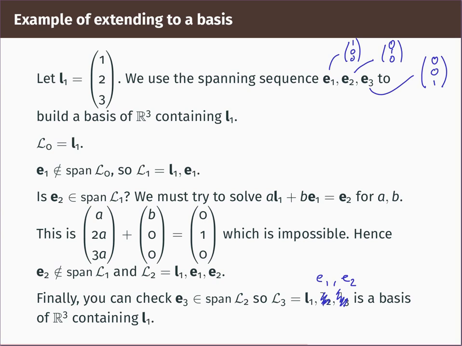That thing then is guaranteed by our proof to be a basis of R cubed, which contains the original sequence, which was just the sequence of length 1 with l1 in it. Okay, so I hope this demonstrates that this method, which we used in the proof, is actually a practical procedure which you could do if you were asked to extend a linearly independent sequence to a basis.